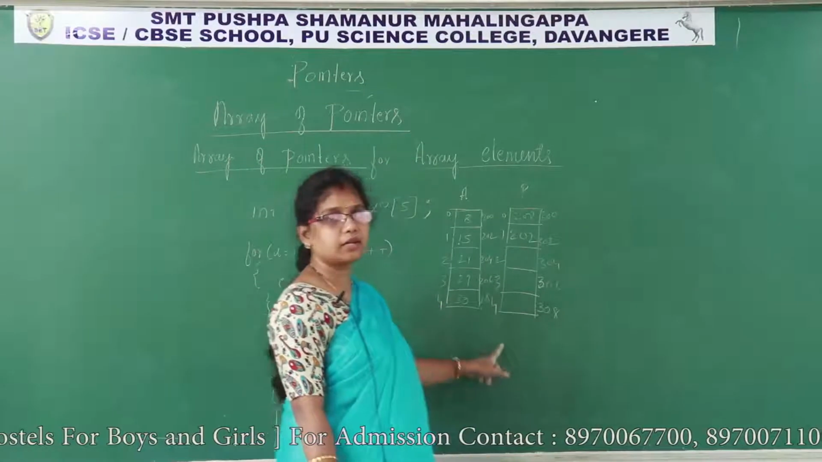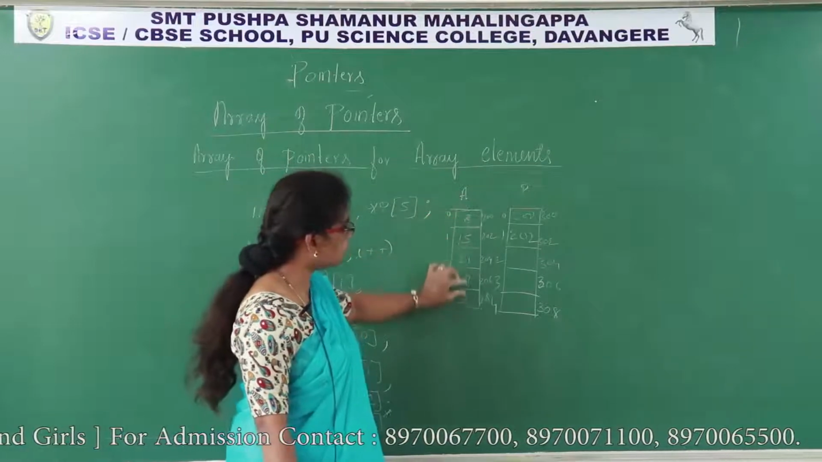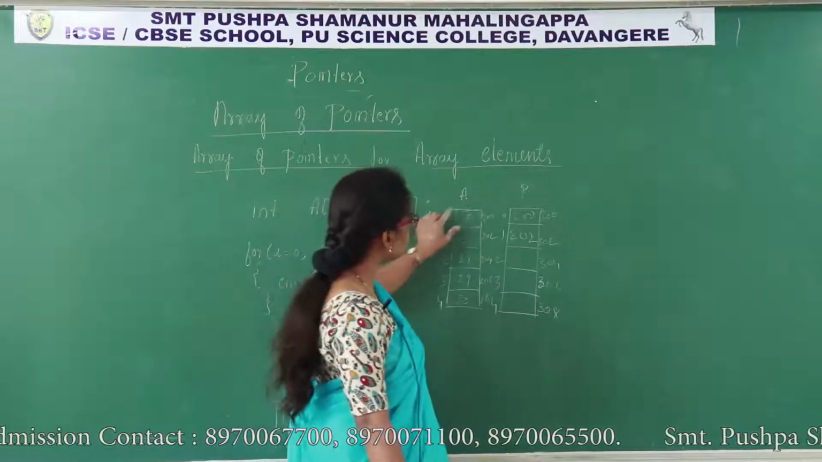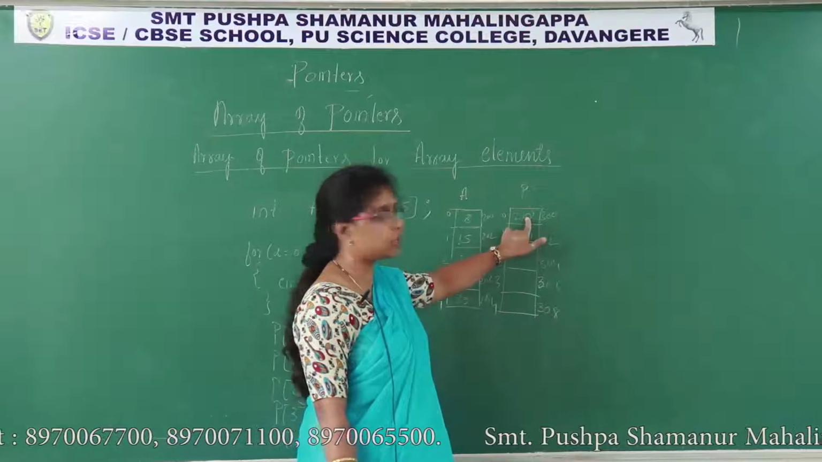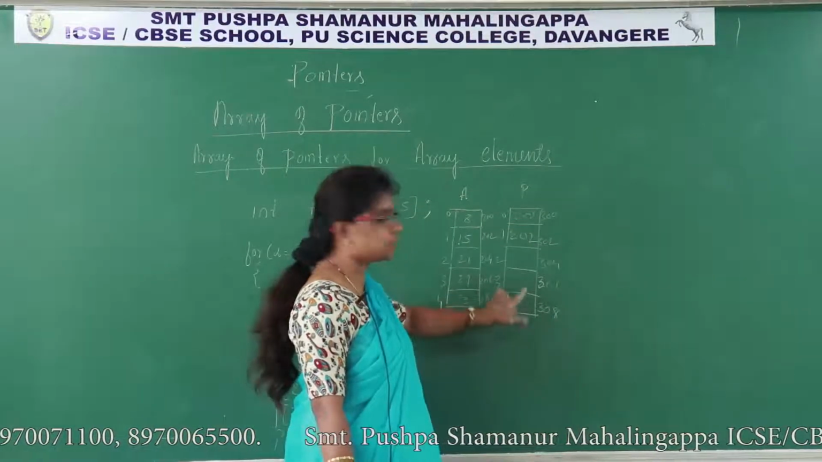I hope you are understanding. I am going to store the address of these integer values, or these memory addresses. This A of 0 is a memory, and its address is going to be stored in this memory location. These memory locations are pointers, they are all pointers.